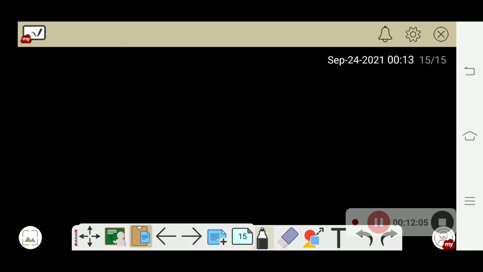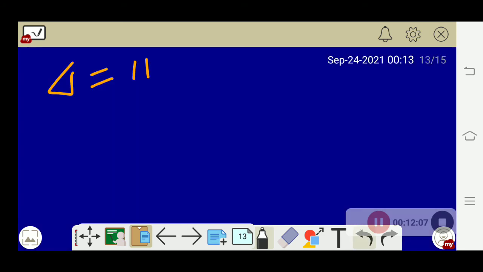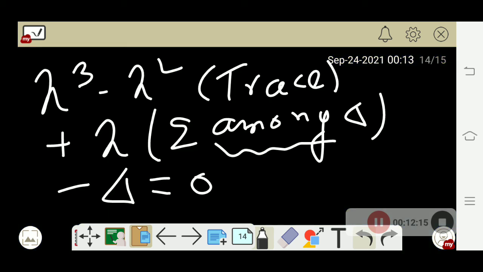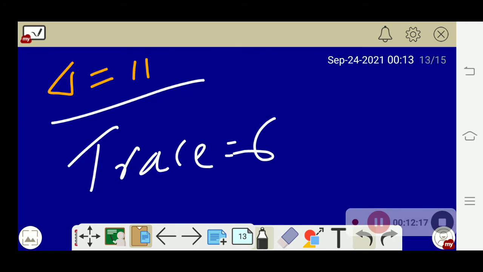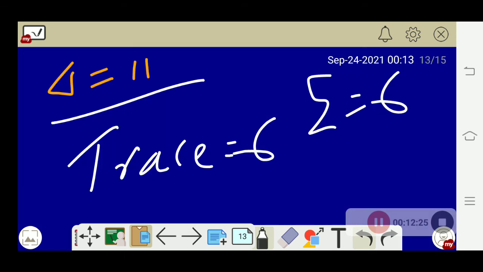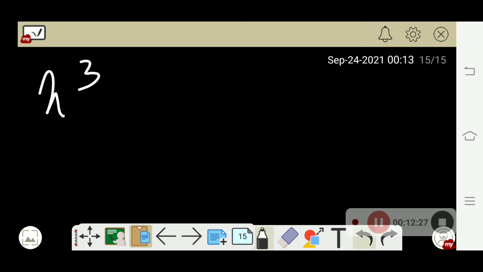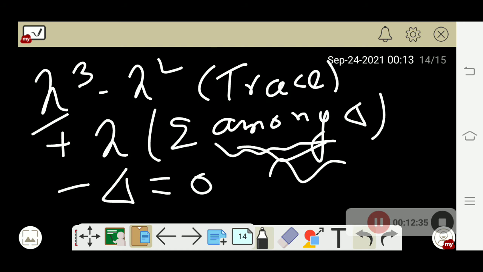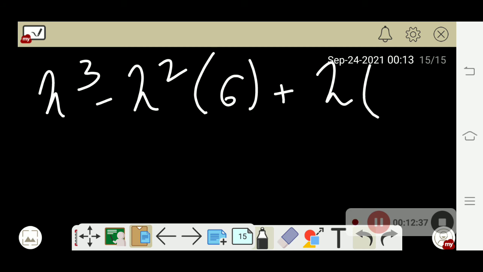Okay, so trace we get 4 plus 1 plus 1 equals 6. And what is this sum we get? Also we get 6. That sum is equal to 6. So it's very easy. So first lambda cube minus lambda square trace plus lambda sum of minors, which is equal to 6 again. You remember the sign convention? Opposite sign will be there.